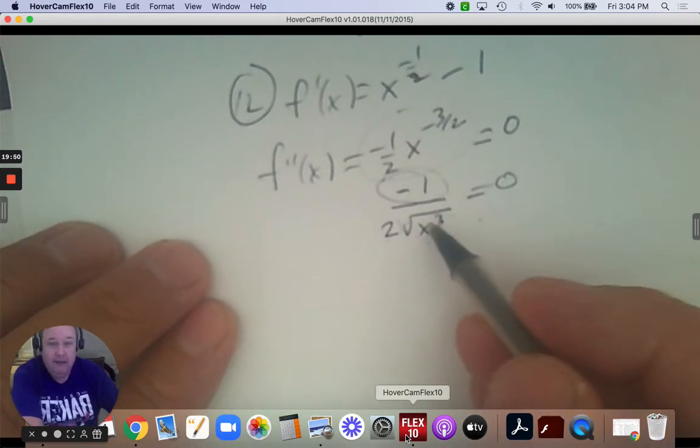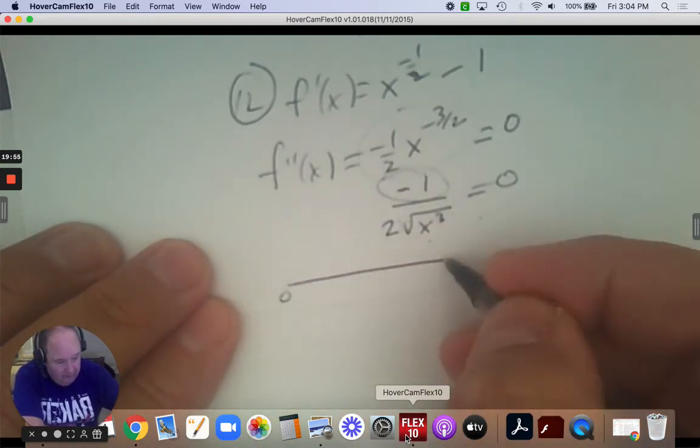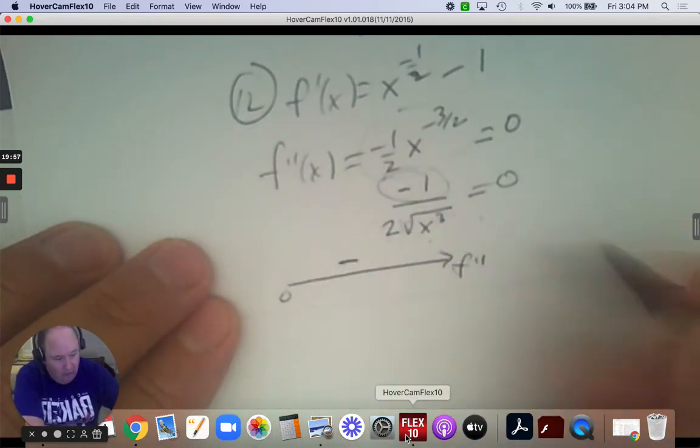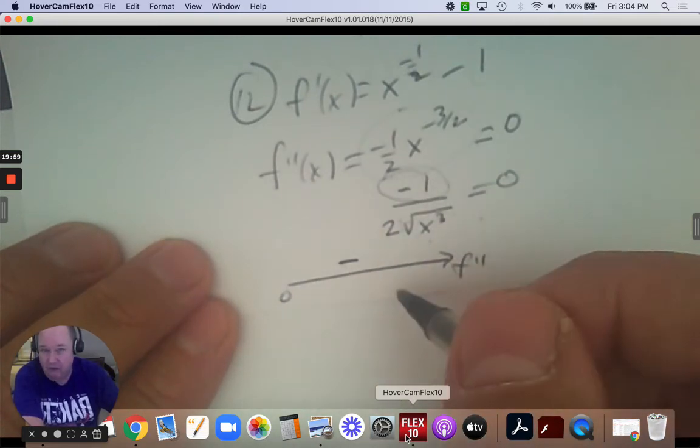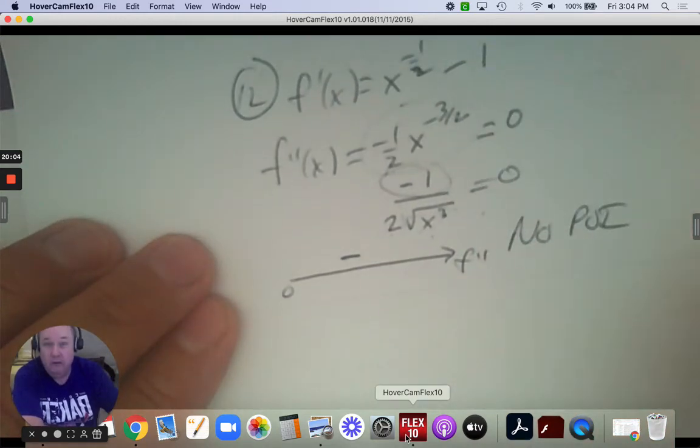So any positive number you put in here, show with the number line that the second derivative is always negative. There is no concavity change at all. So there's no point of inflection. There's no way to solve it.